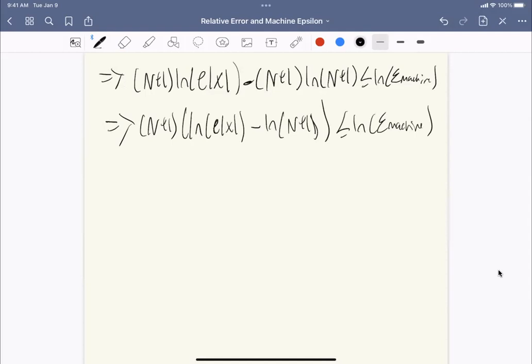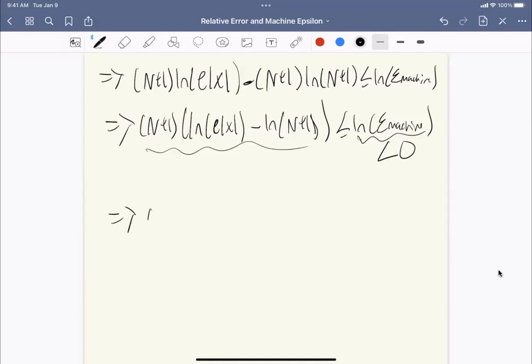You're probably looking at this now and you're saying, okay, that's all great, but now what? Well, if you remember, machine epsilon is a very small number. We're talking hundreds of digits past the decimal point. It varies, but it is a very, very small number. And the natural log of a very small number, meaning between 0 and 1, will be negative. So that means that this is less than 0. And so if this term is less than 0, this term must also be less than 0.